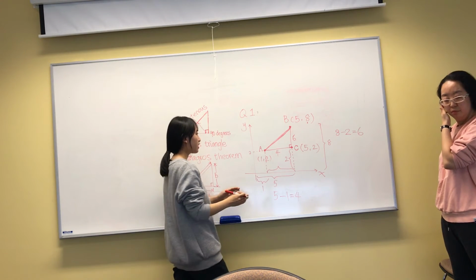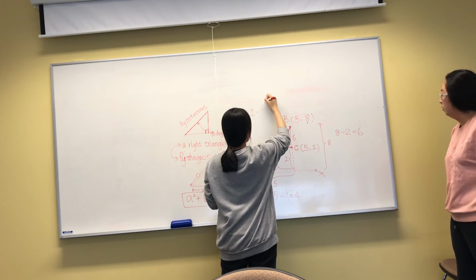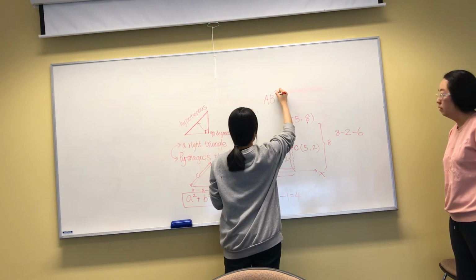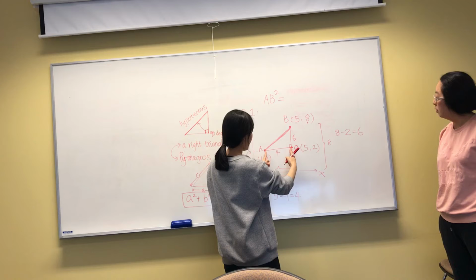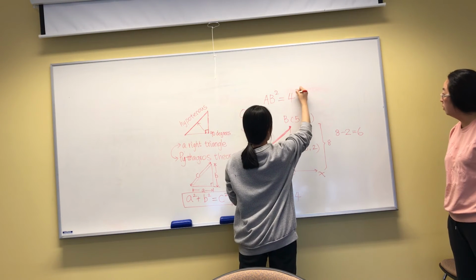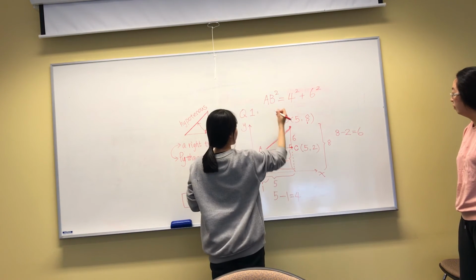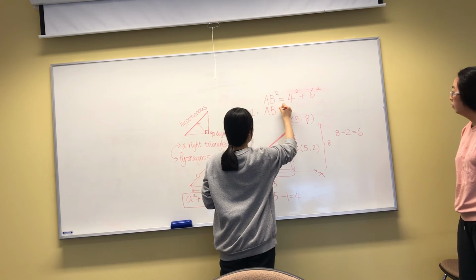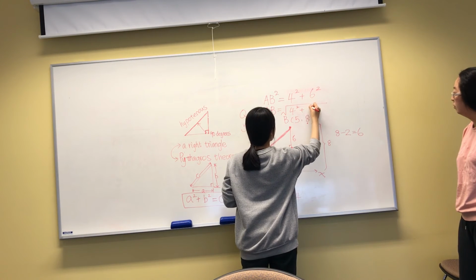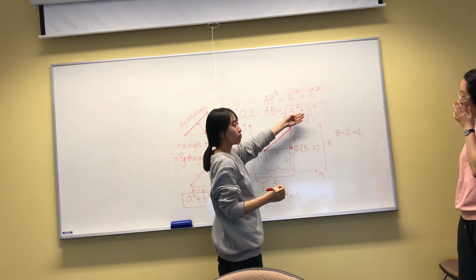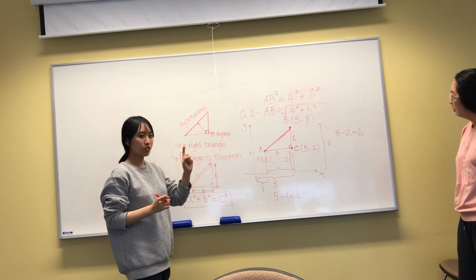Now we've got everything we need to get the distance between A and B. Now we can say that AB squared equals, what do we get here? 4 squared plus, yes, 6 squared. So AB equals the square root of 4 squared plus 6 squared, and you can simplify it yourself. So yeah, we've done our first question.